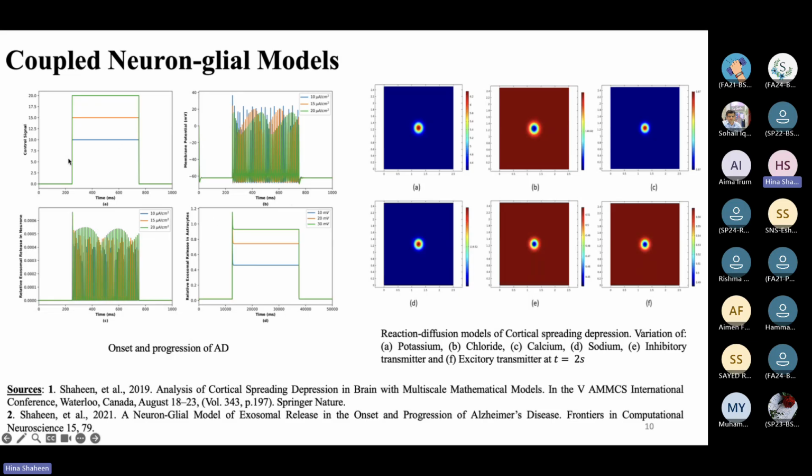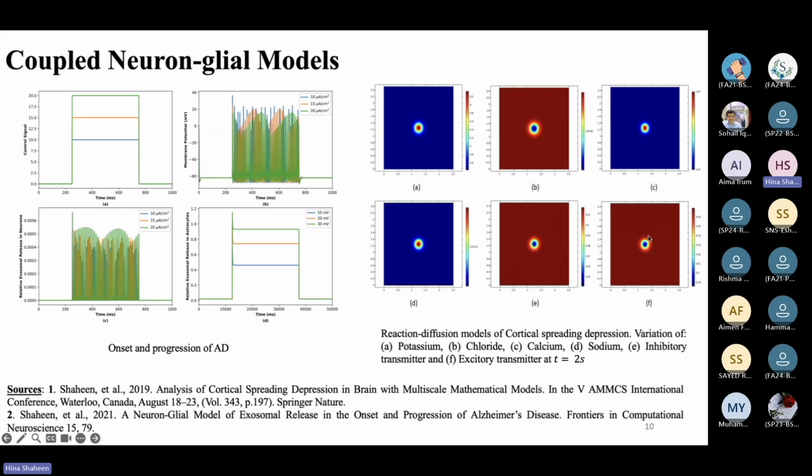We see that if we apply the control signal and increase the time for the induced pulse, the membrane potential keeps increasing. There is a huge increase in the concentration of exosomal release and also astrocytes, which leads to the progression of Alzheimer disease. Exosomes and astrocytes play a major role during the onset and progression of Alzheimer disease.